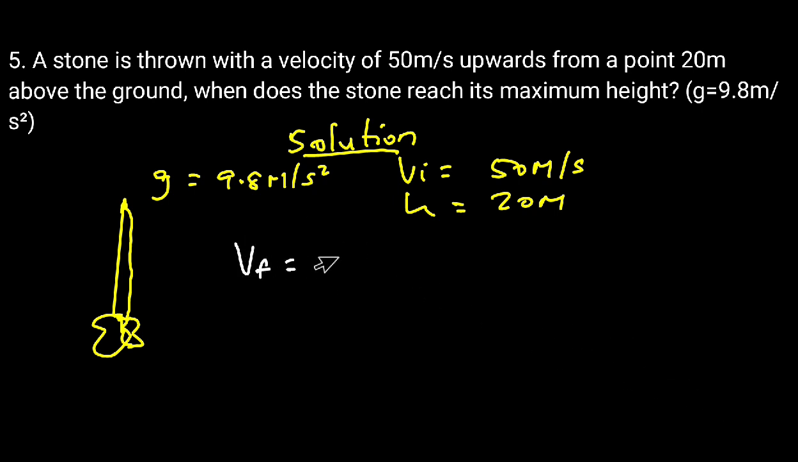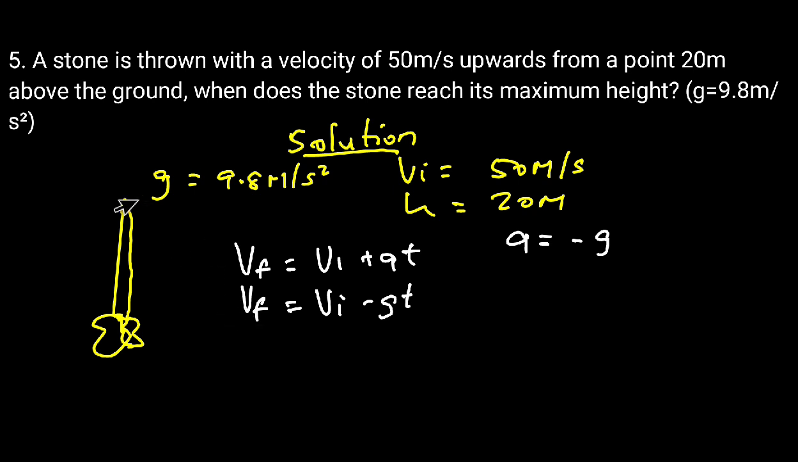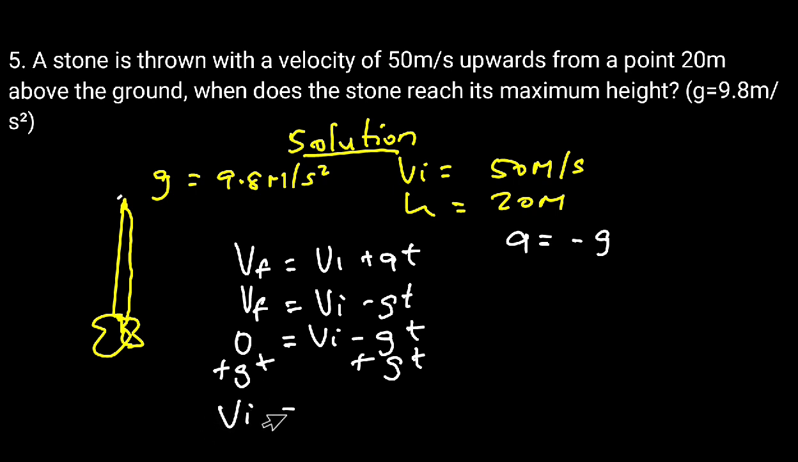Final velocity is equal to vi plus at. Now this acceleration is going to be negative g because the motion is upwards, and that is opposite to gravitation. So we're going to have final velocity equals initial velocity minus gt. The final velocity at this maximum height is going to be 0. Then we have 0 equals initial velocity minus gt. So let's add gt to both sides. You're going to get vi is equal to gt, because this and this will cancel.